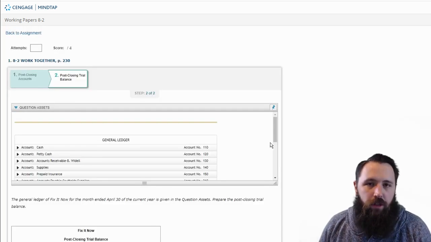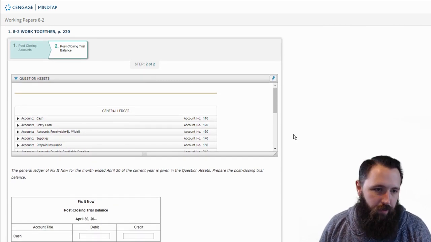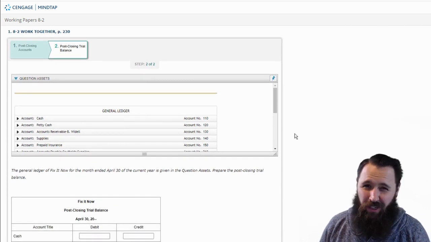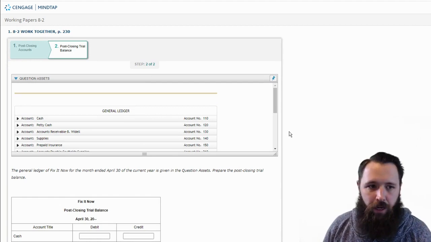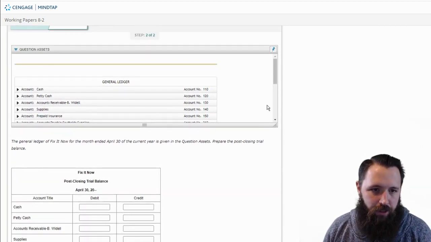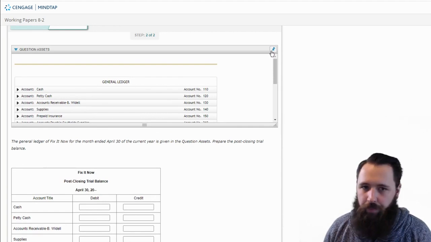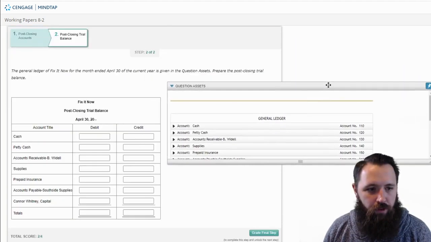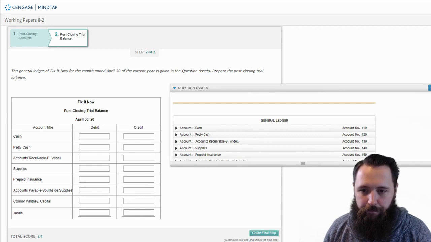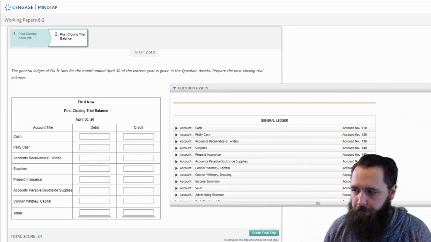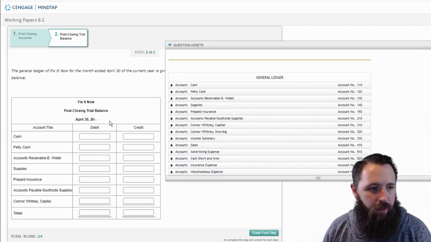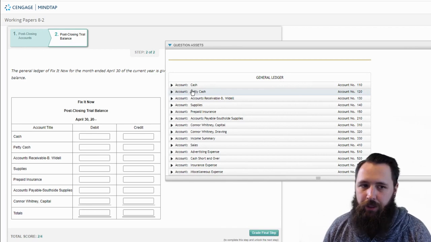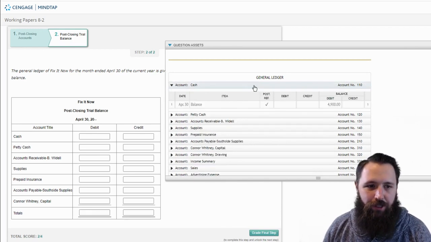Next, we have a post-closing trial balance. So here, what we're really doing is we're just taking those permanent accounts and we're transferring them onto our post-closing trial balance. We look here. I'll move these over. Bring it down a bit. And we're going to figure out, are these debits or credits? It's really not that hard to figure out, right? We're just going to open it up.